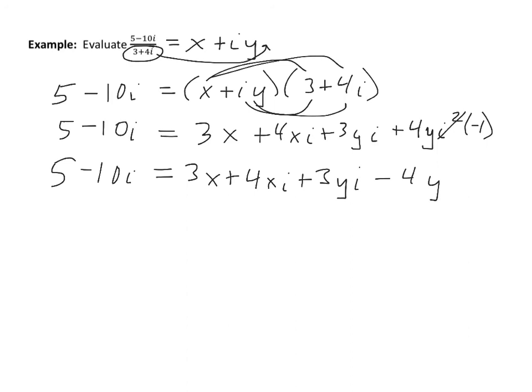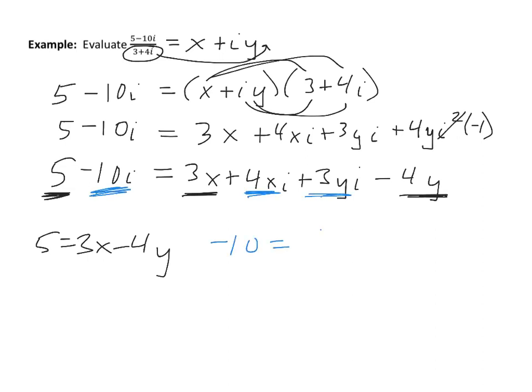Remember that our strategy in working with these complex equations now is to bring the real parts together. 5 has to equal 3x minus 4y. And then the imaginary parts. Negative 10 has to equal 4x plus 3y. And remember, you can sort of just drop the imaginary parts out of them because each of them has the exact same factor of i. If it didn't have it, it would be real. And if it was a higher power of i, you should have simplified it earlier.